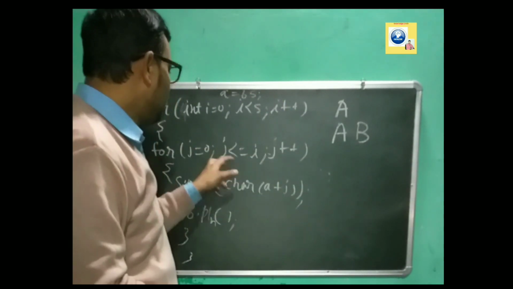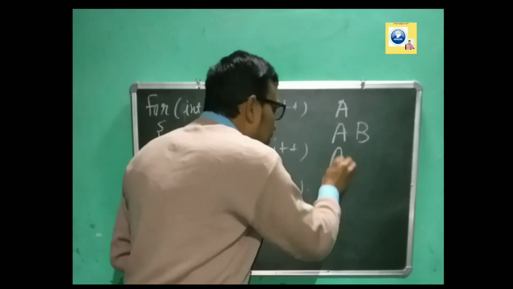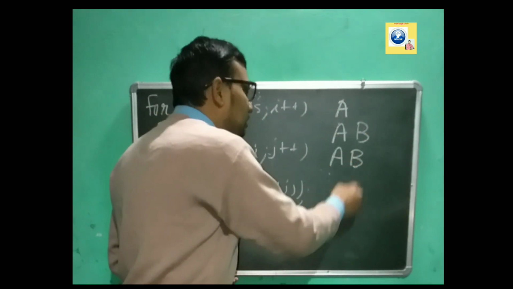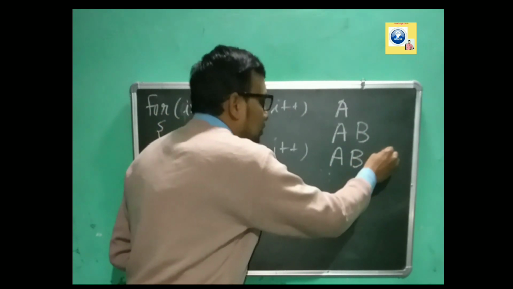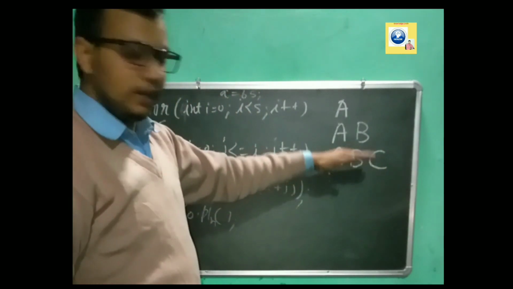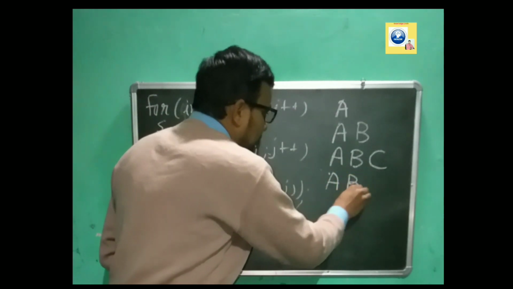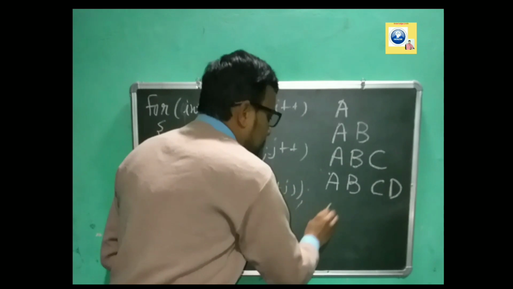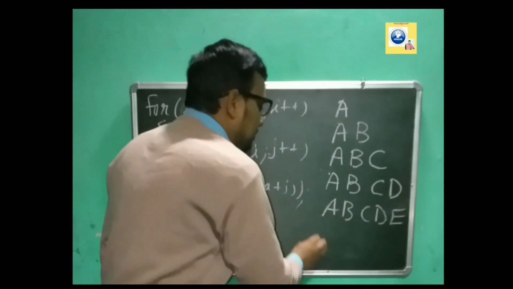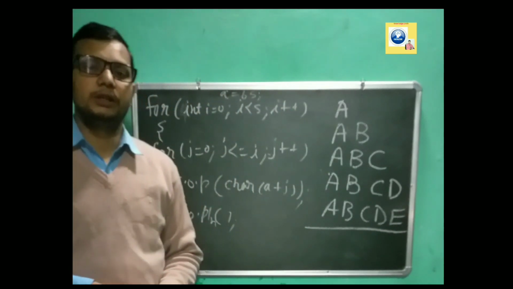i++ becomes 2. Again, it will run how many times? 3 times: 0, 1 and 2. So for 0, it will be A, that will be 0 plus 65. 1 means 65 plus 1, 66. And for 65 plus 2, that is 67, C. ABC. Same way, we will follow the same process when i becomes 3. And when i becomes 4, it will be something like this. So in this way, this pattern can be printed. So this is an alphabetic pattern for you all.